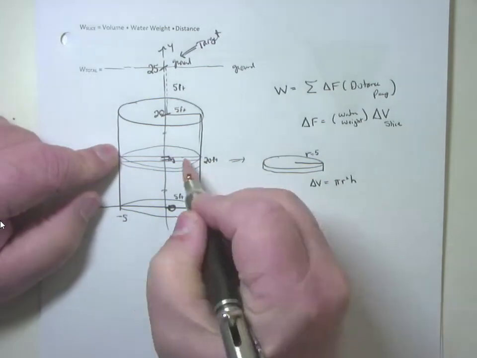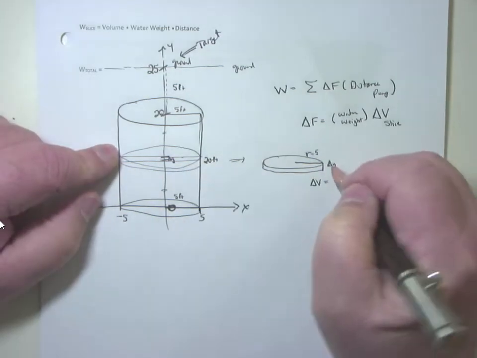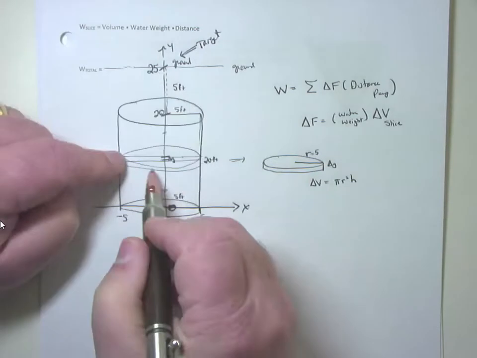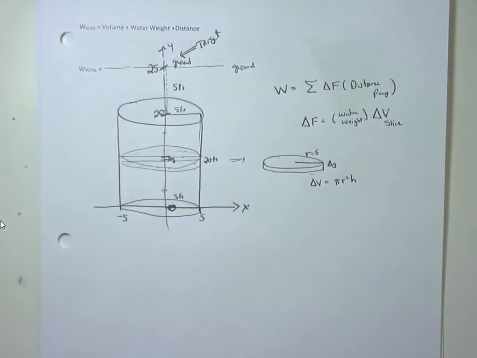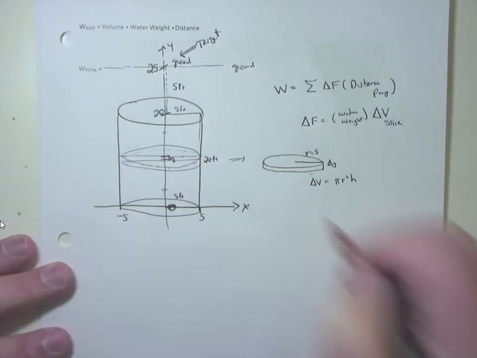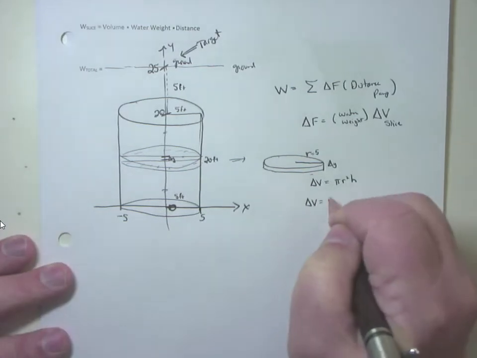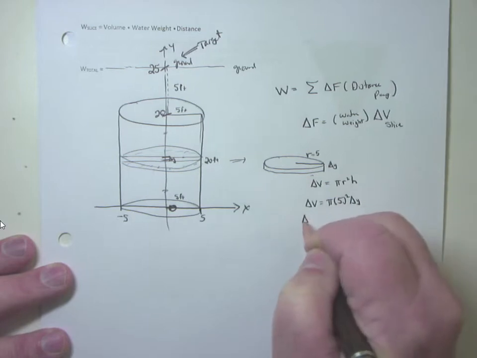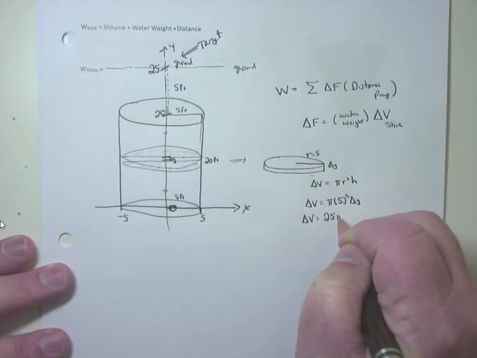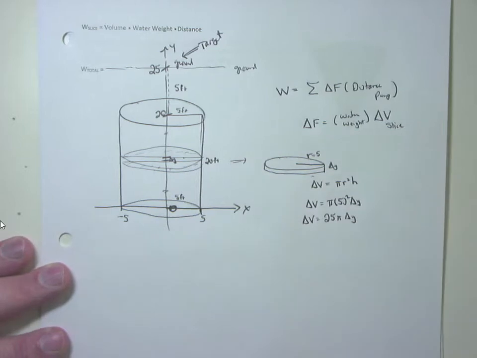Because we made a little delta Y slice, it is actually delta Y tall. We're not talking about the whole thing. We're talking about that little individual slice that we took out of this tank. It is delta Y tall. So that's why I call it the delta volume. So your delta volume is going to be pi times your radius, which is 5 squared, times your height, delta Y. So I clean that up. That's going to be 25 pi delta Y.